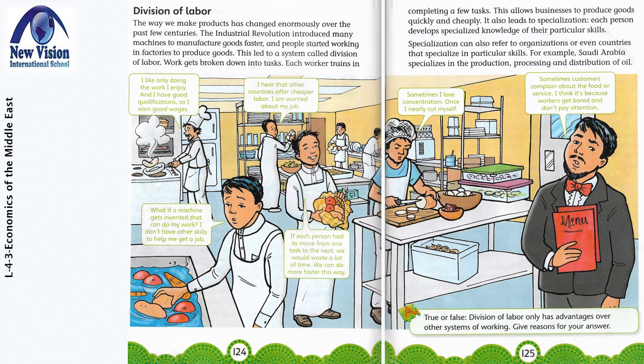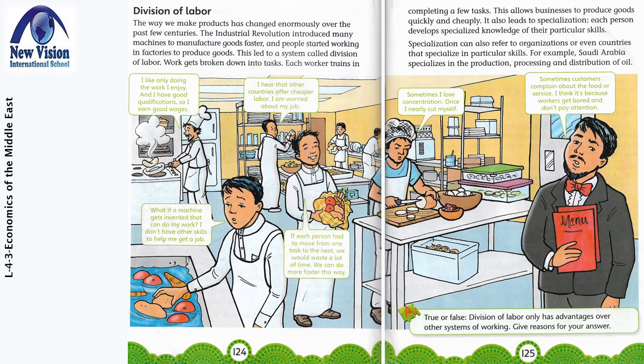Okay. Let's continue reading. Don't forget to highlight important sentences. Division of labor. The way we make products has changed enormously over the past few centuries. The Industrial Revolution introduced many machines to manufacture goods fast, and people started working in factories to produce goods. This led to a system called division of labor.